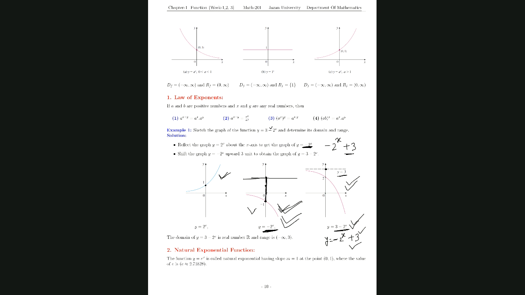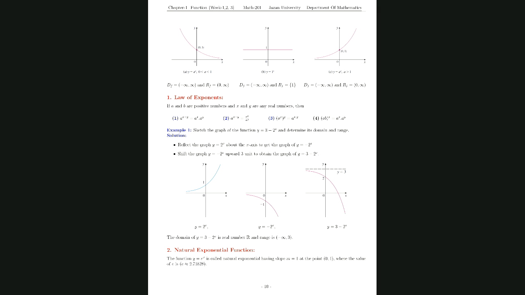So from here coming down this way. This point is coming here 3. Right? This way. Okay. So this way. This is the graph. So just remember this.